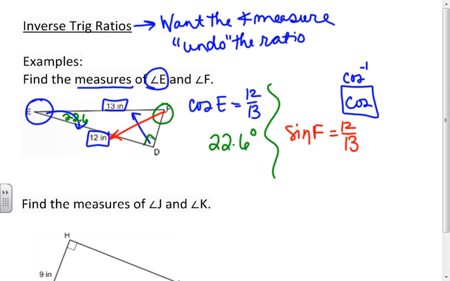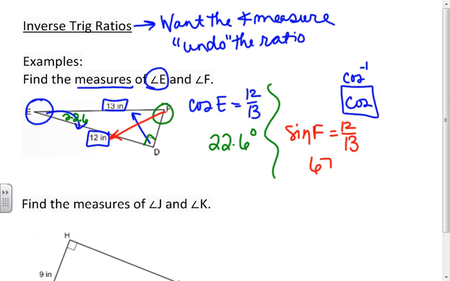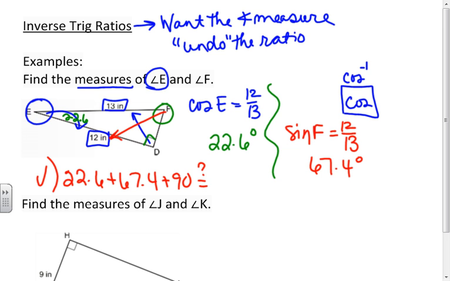And so if I go to my calculator, and I say clear, and I say 12 divided by 13 equals, and I hit my inverse sine, I get a 67.4 degree angle. And then I can say, check, does 22.6 plus 67.4 plus 90, does that equal 180?